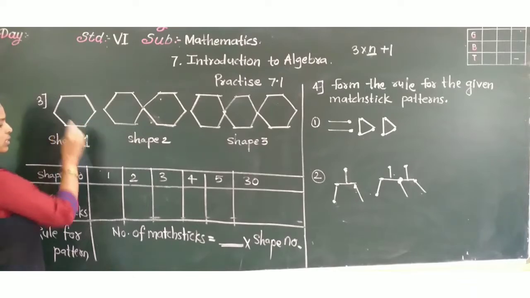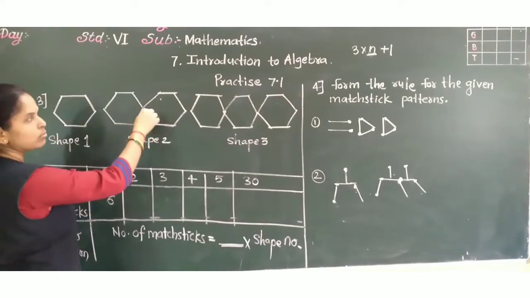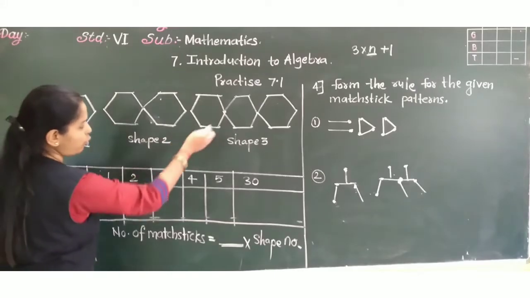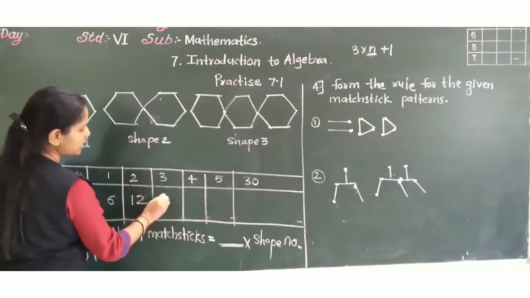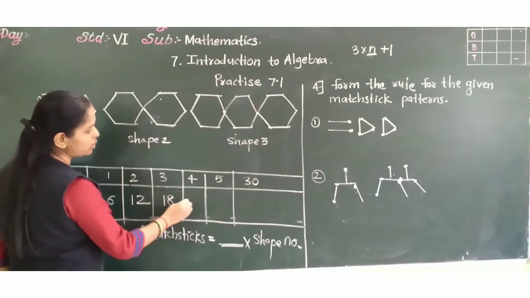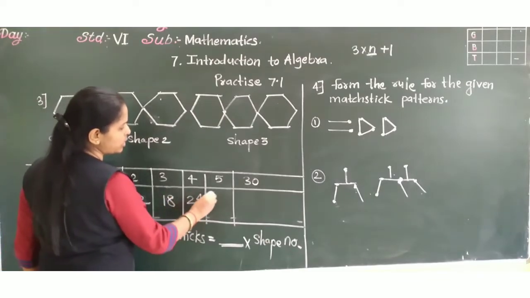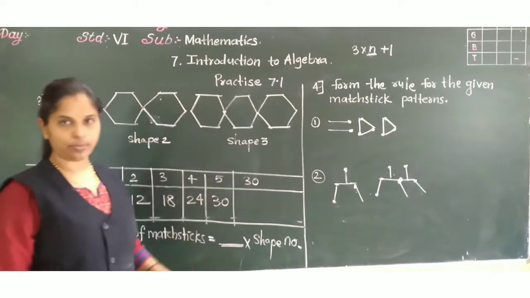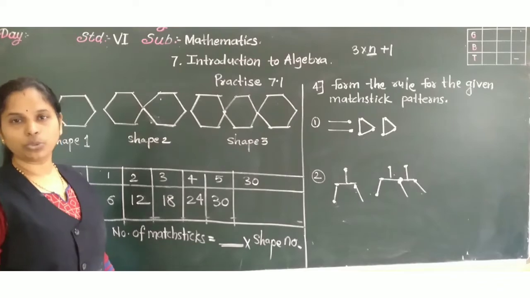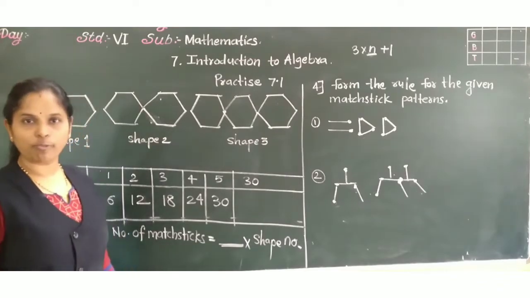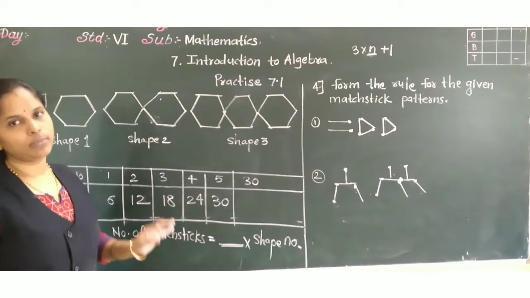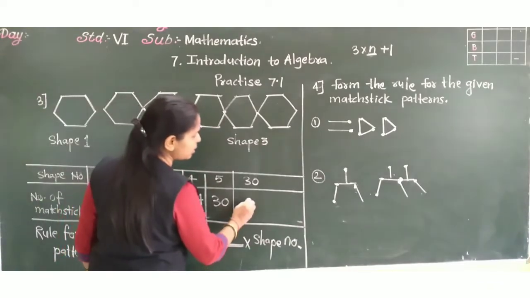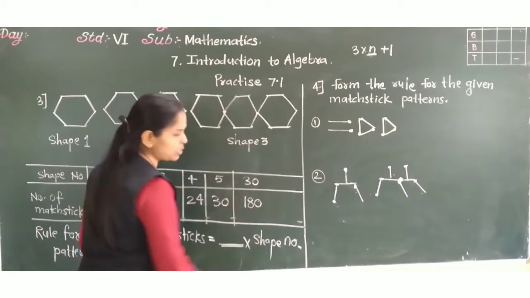1, 2, 3, 4, 5, 6. For shape 2, again 6 more. That is 6 twos are 12. Again for shape 3, 6 more. That is 6 threes are 18. For 4, 6 fours are 24. 6 fives are 30. Like that, if 30 shapes are there, how do you find out the number of matchsticks used? Each shape needs 6 matchsticks. So for 30 shapes, 30 into 6, that is 180 matchsticks will be required.